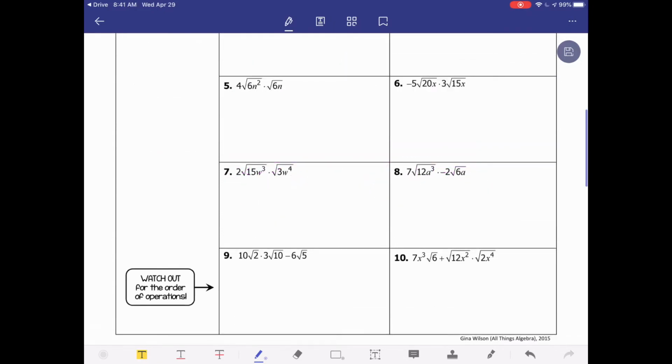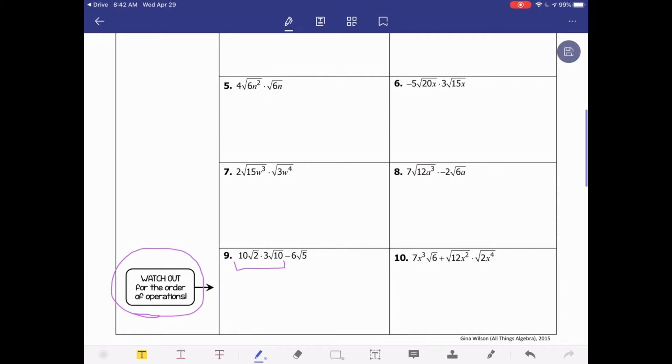I'm going to go ahead and skip to numbers 9 and 10 to show you a little bit more complex problems. And just a little friendly reminder here on the left, make sure you watch out for order of operations. Number 9 is 10 radical 2 times 3 radical 10 minus 6 radical 5. So we have 2 operations in here we need to complete: multiplication and subtraction. We want to start with PEMDAS, so multiplication is going to come before subtraction. So we want to multiply this here first.